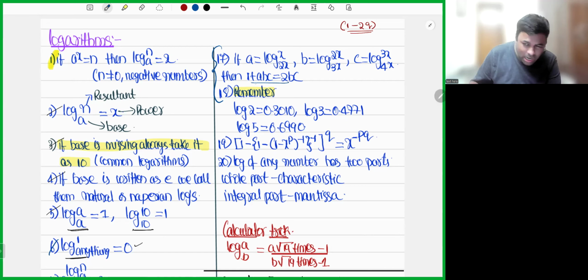If you want, you can prove it. Proving is not required. If you can remember it, you remember it. If you cannot remember, fine, there's no issue.